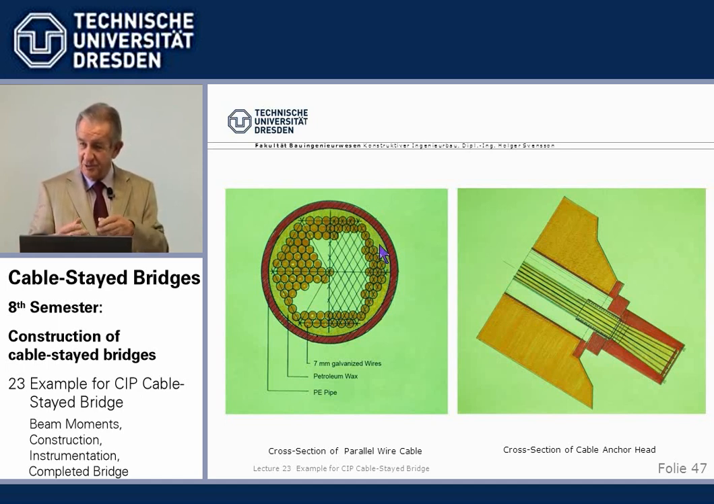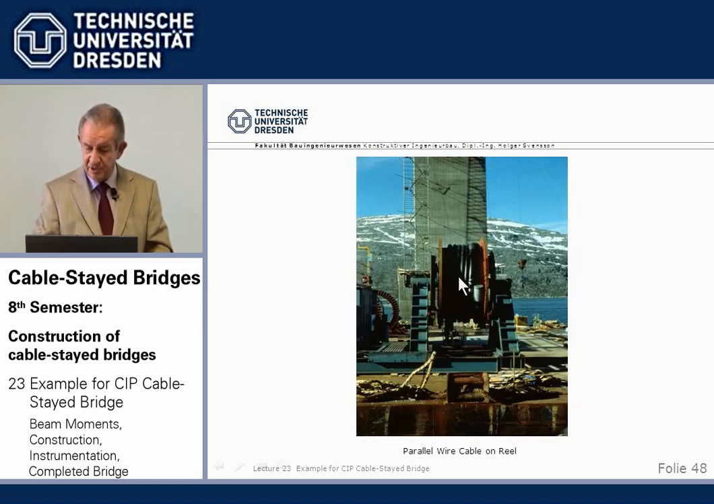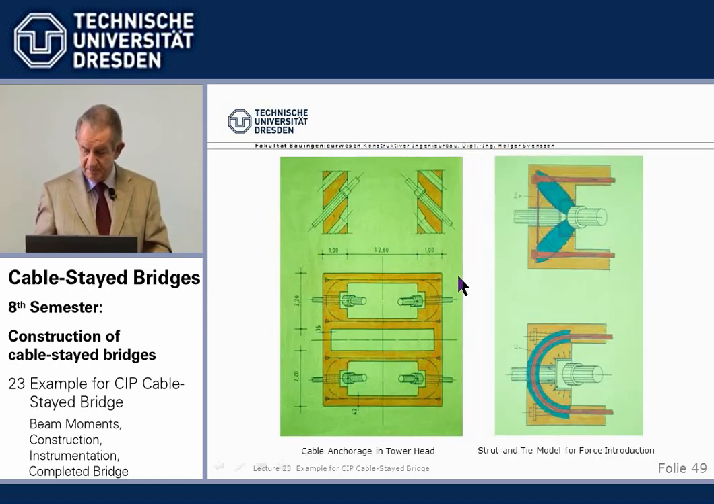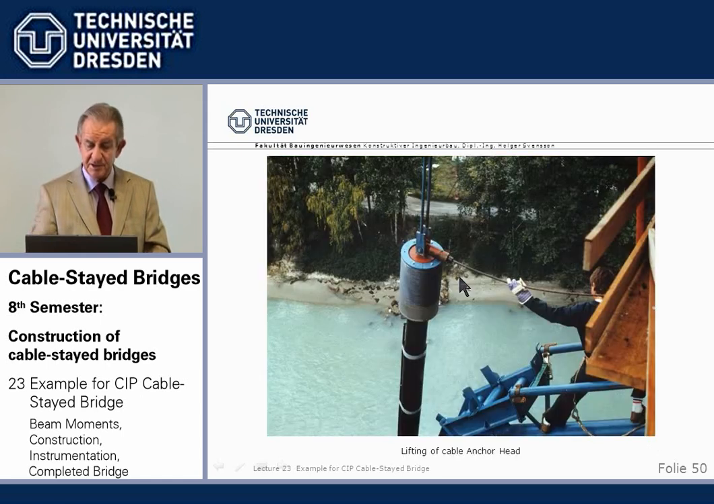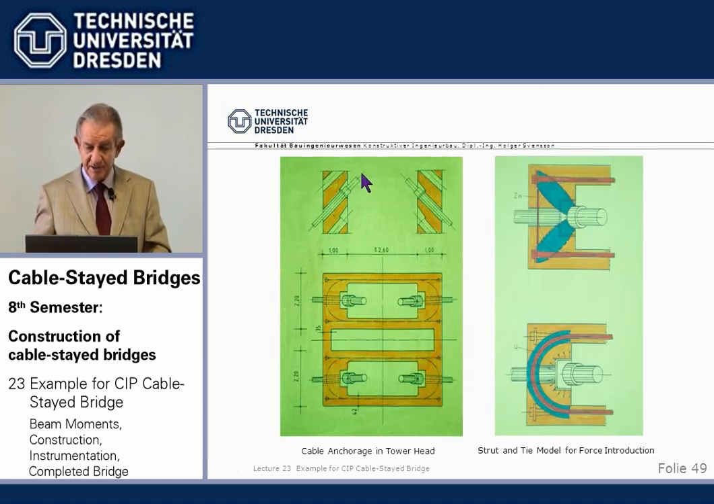It's flexible, but it's not fluid. And then we have the usual anchor head. The cable comes on reels and is pulled up to the tower head, passive anchorage. And in the tower head, it's anchored on the compression plates here of these steel pipes. In plan, it's like this.